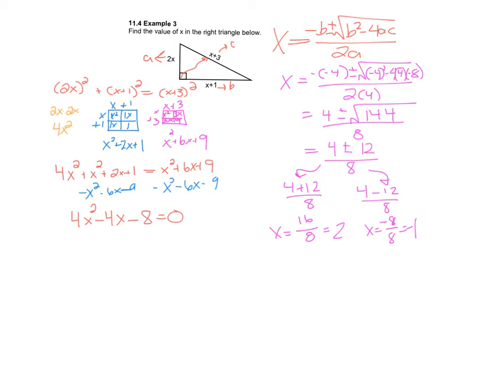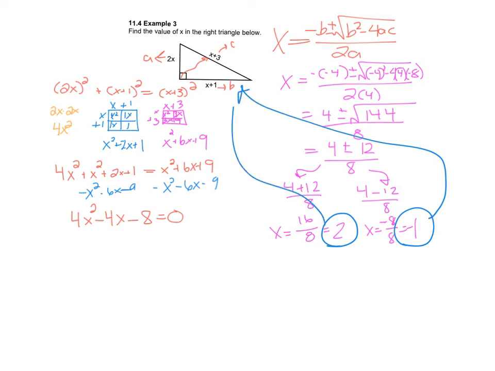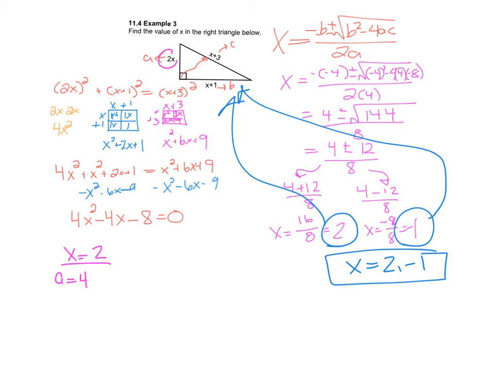Now if we take both of these values and we actually look back up here, we know that we have the potential that x is equal to 2 or negative 1. We see that. But if we realistically start plugging these in, if x is equal to 2, my side lengths would be a is equal to 2 times 2, which is 4.